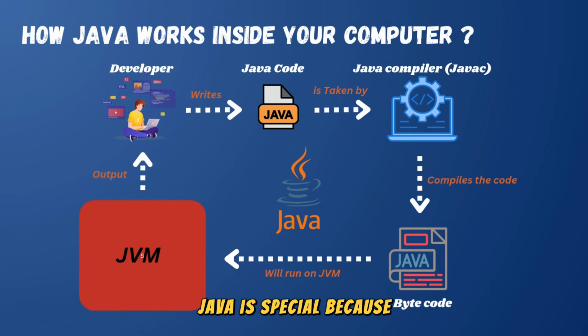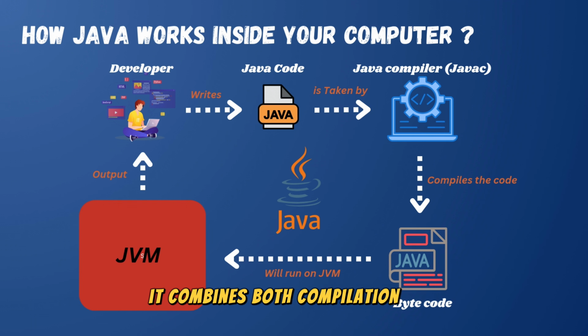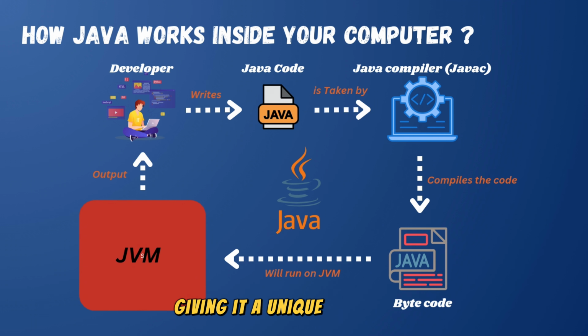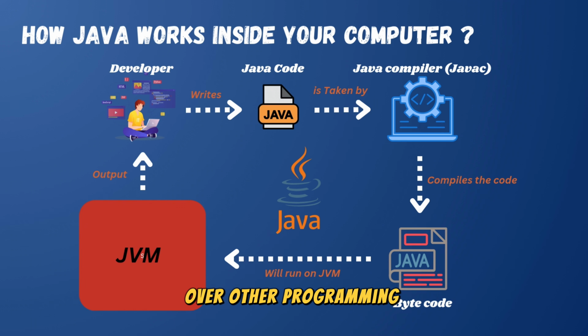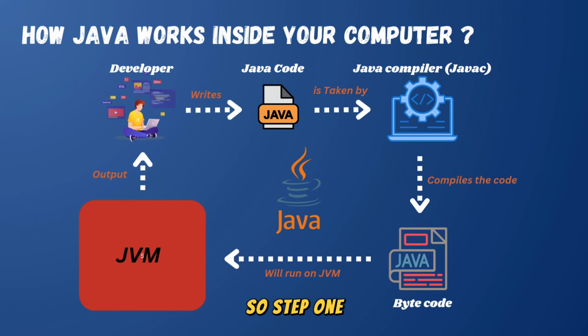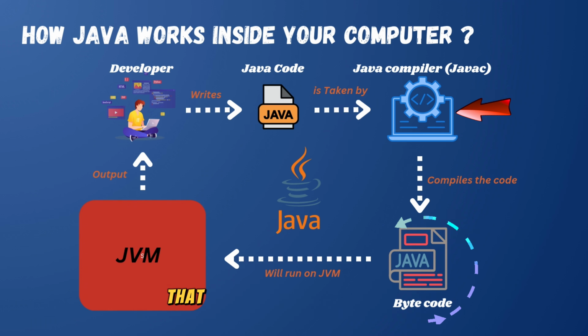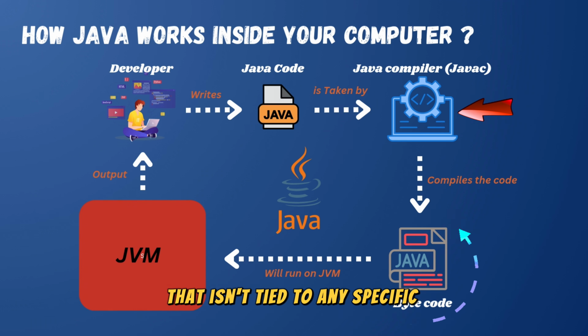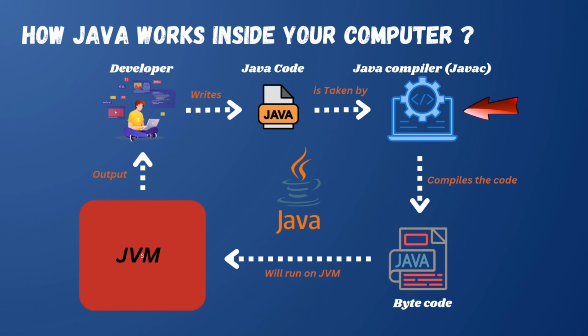Java is special because it combines both compilation and interpretation, giving it a unique advantage over other programming languages. So, step 1. Compilation into bytecode. When you write Java code, it first goes through a compiler, which converts it into bytecode, a special intermediate language that isn't tied to any specific operating system.